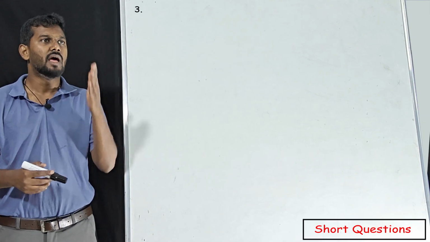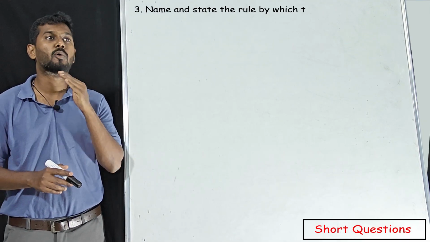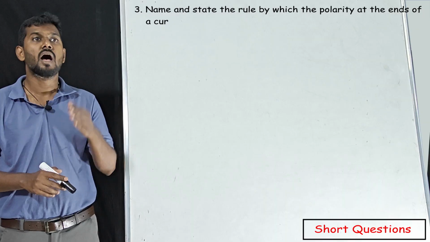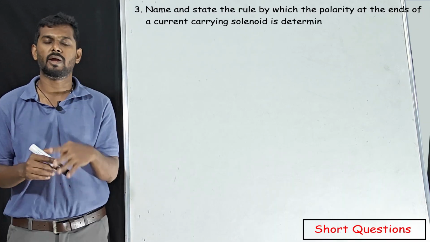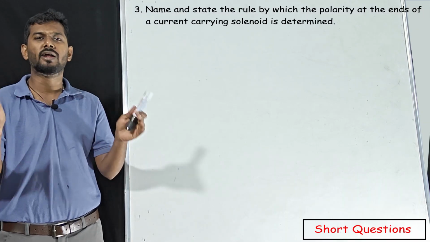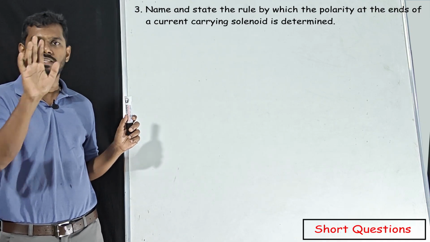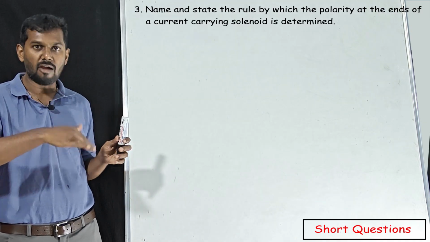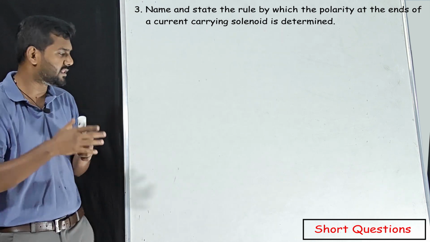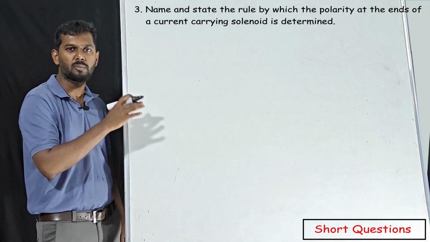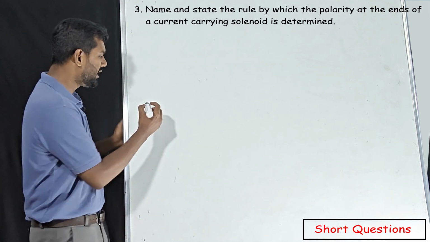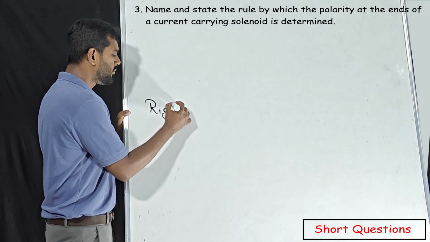Our next question: name and state the rule by which the polarity at the ends of a current carrying solenoid is determined. That is nothing but how to find the direction of magnetic field in a current carrying conductor. That is nothing but the solenoid here, and we have to name it and state it. When you come to the naming part, we just have to write the name. It is right hand thumb rule.